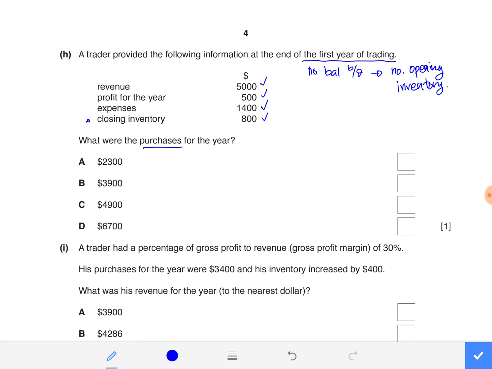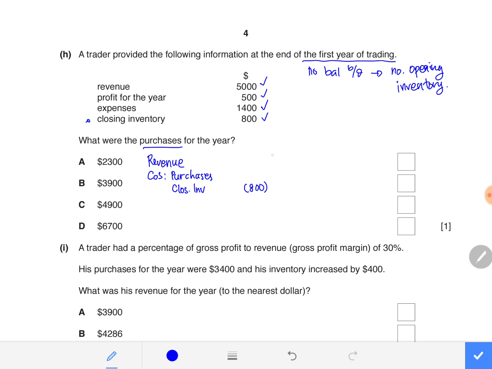How to find purchases? Do you remember the trading account, the income statement? First of all, it is revenue. Revenue goes at the very beginning, and then cost of sales. Inside cost of sales, there's opening inventory, but there's no opening inventory here, followed by purchases, and then closing inventory. You are required to find purchases, but you are given the closing inventory, which is 800.